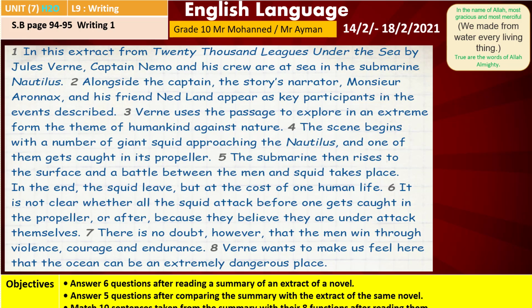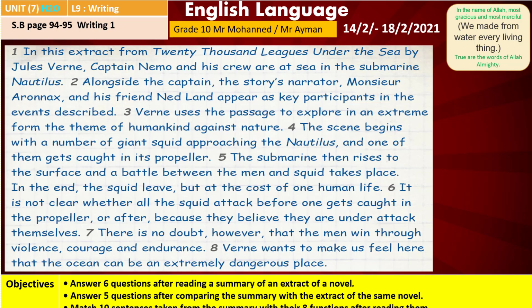Here we have an extract. This is a summary of an extract. In this extract from 20,000 Leagues Under the Sea by Jules Verne, you see here the writer or the author, Captain Nemo and his crew are at sea in the submarine Nautilus. Alongside the captain, the story's narrator, Monsieur Aronnax, and his friend Ned Land appear as key participants in the events described. Verne uses the passage to explore in an extreme form the theme of humankind against nature.